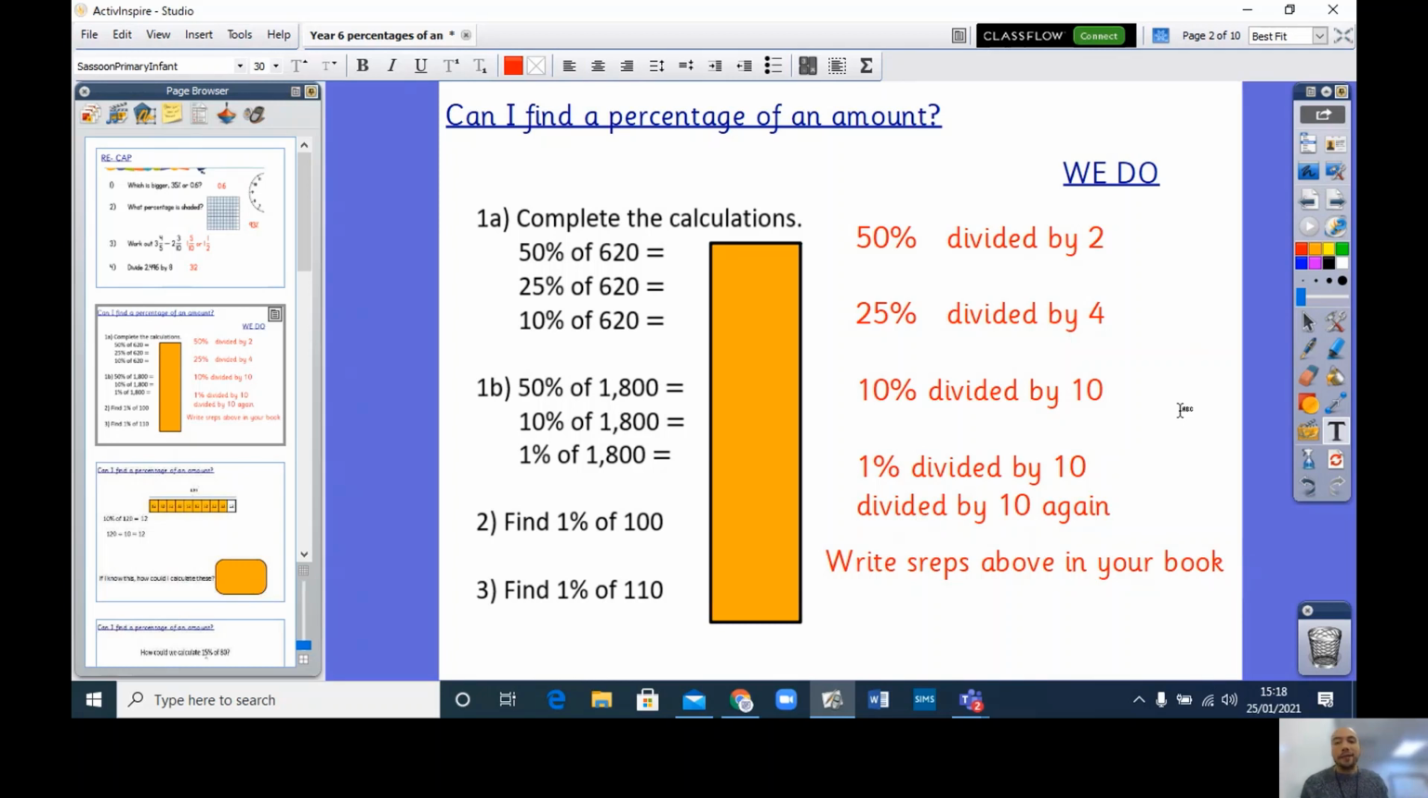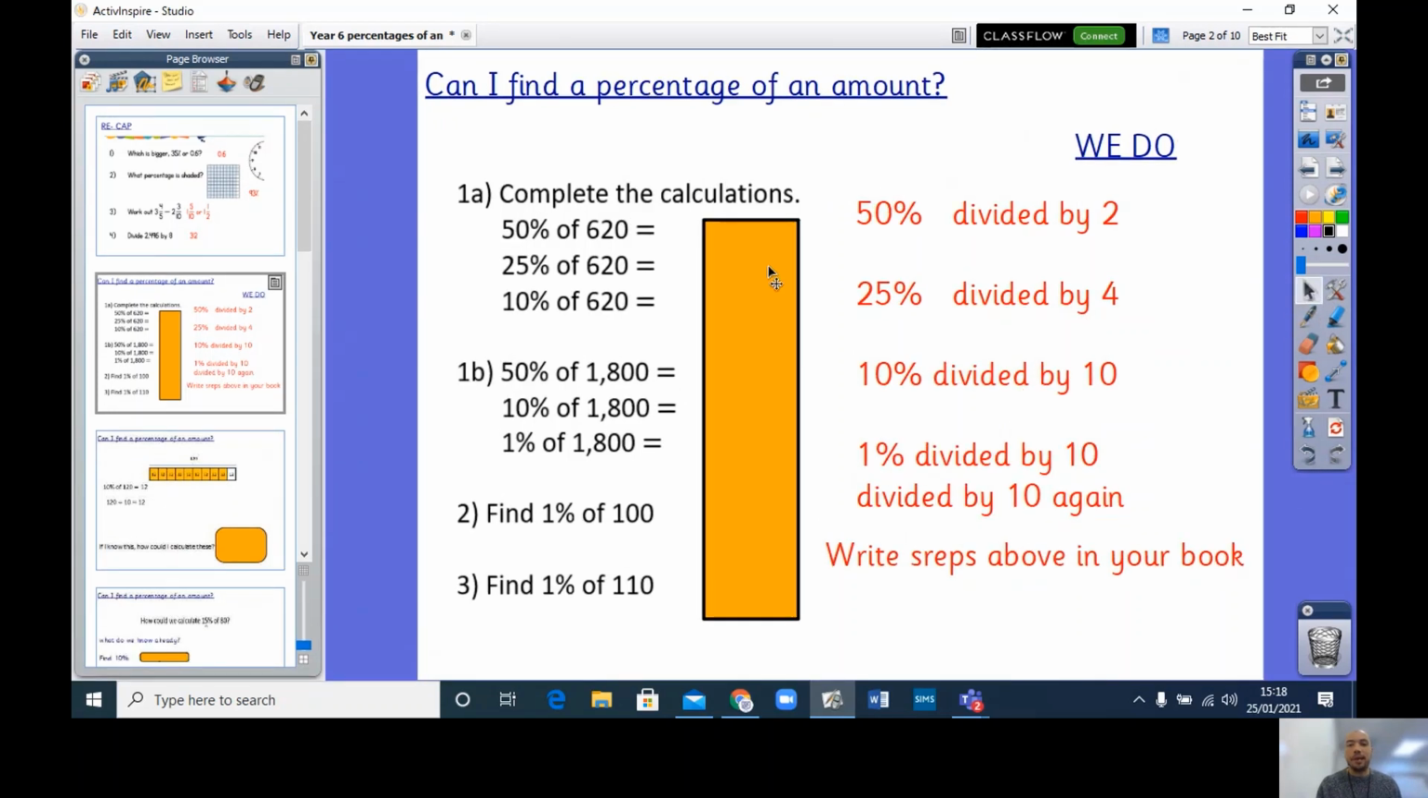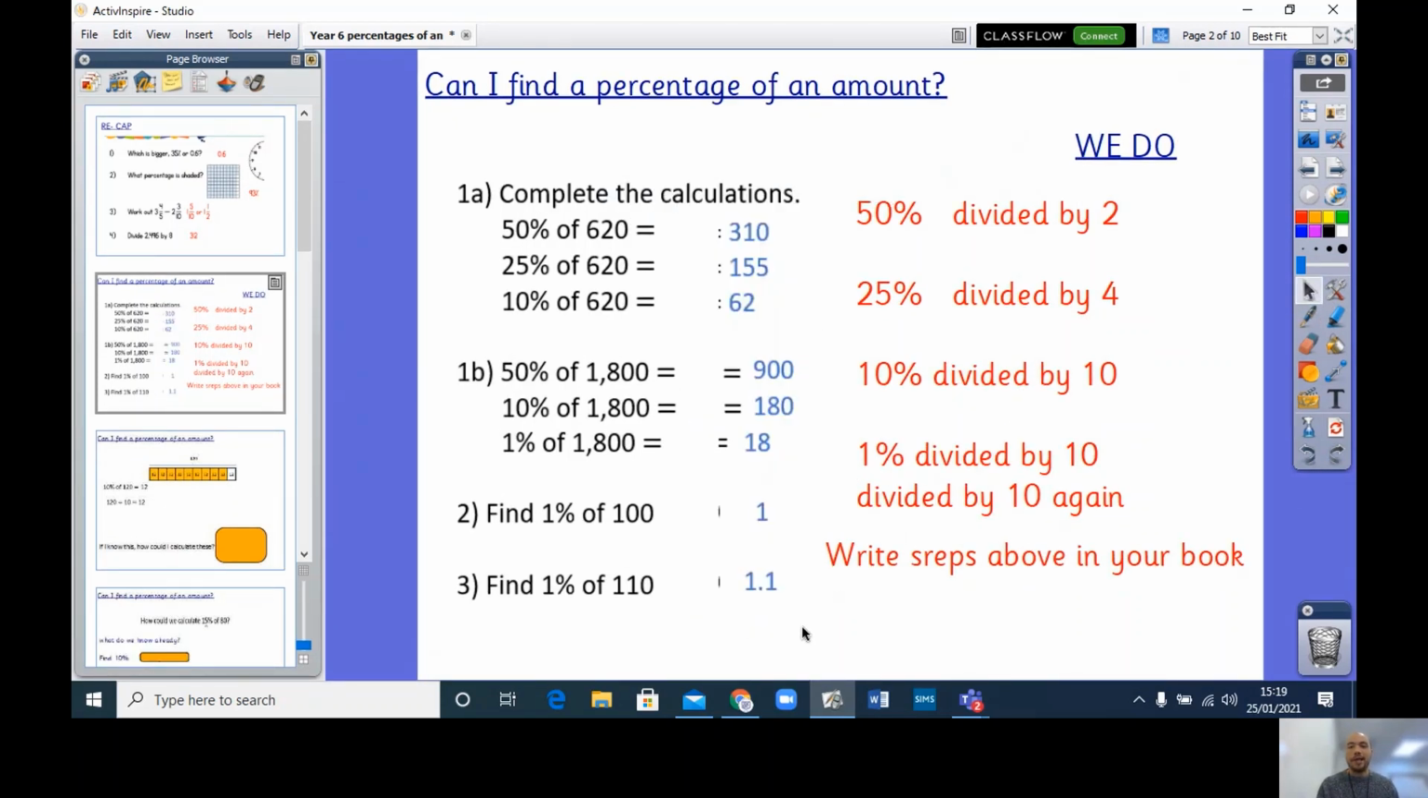Pause the video and have a go at the questions on the left. Okay, excellent. So you should have had a go at the questions on the left, and we will reveal our answers. So remember, 25% was divided by 4, half and half again. 10% simply divide by 10. We've got 1% here, we divided it by 10, then divided it by 10 again. So those steps will help us for later on.